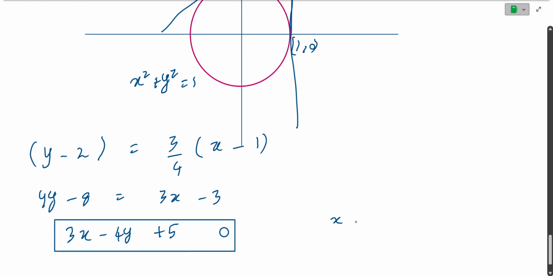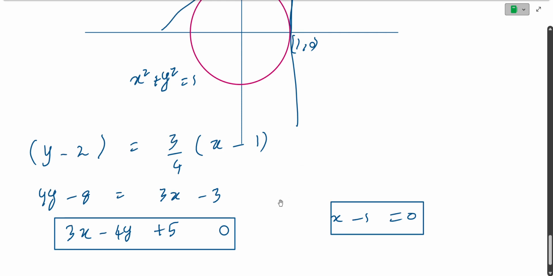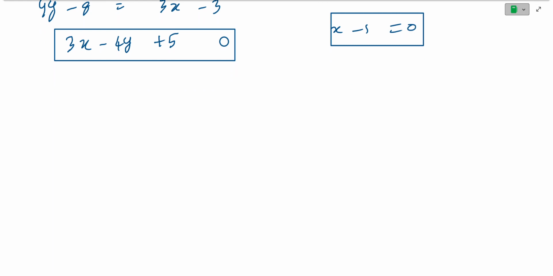The other equation of the tangent is x − 1 = 0. Let me multiply the expressions of these two tangents. I'm multiplying 3x − 4y + 5 with x − 1, so (3x − 4y + 5)(x − 1) = 0. This is the pair of tangents equation.